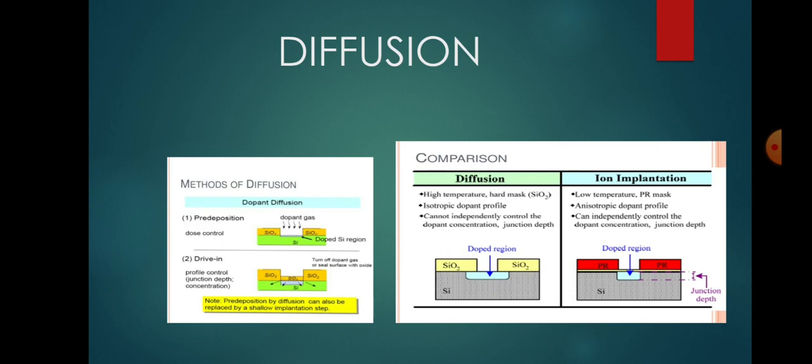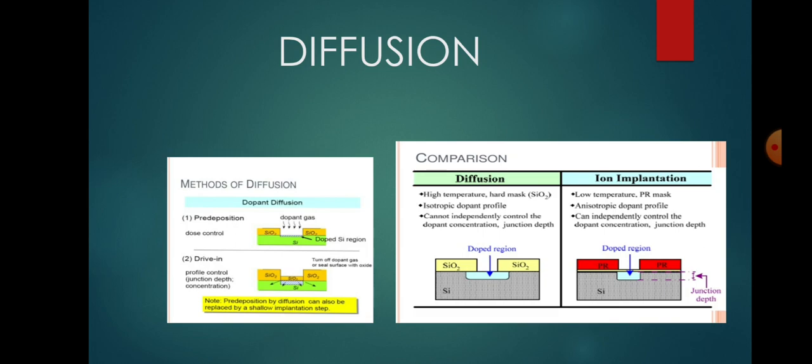Now if you compare this, there are two methods of implanting species of different types into the wafer. The two methods include the diffusion and the ion implantation. Here we have discussed the diffusion. For comparison, let us see what is the difference between diffusion and ion implantation, because we will be discussing ion implantation in the next step. For diffusion, we need a high temperature and a hard mask of silicon dioxide, whereas in ion implantation, low temperature is used and a photoresist mask is sufficient.